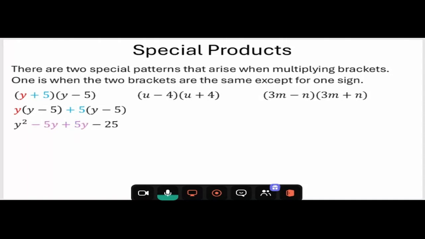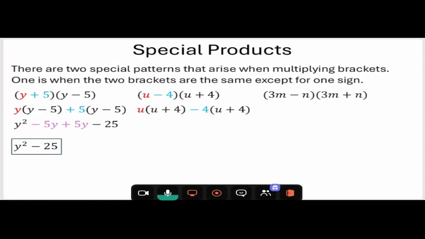Oh, look at what happens there. Our like terms, minus 5y plus 5y, actually just cancel out with each other. What a fluke that is. I'm sure that won't happen on both of the other examples. Let's take a look at the second one. That was sarcasm, if anyone missed it.